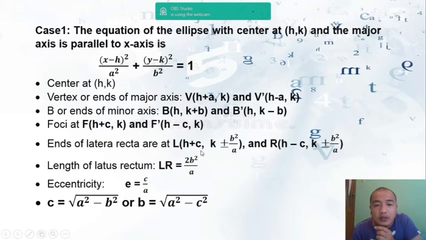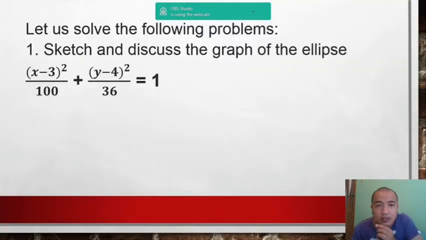And then we have also here ends of the latera recta: (h plus c, k plus and minus b squared over a), and (h minus c, k plus and minus b squared over a). Length of the latus rectum, LR equals 2b squared over a. Eccentricity is c over a. And to solve for c, we have the square root of a squared minus b squared. Or if you are solving for b, the square root of a squared minus c squared. So let us have now our first example. Sketch and discuss the graph of the ellipse (x minus 3) quantity squared over 100 plus (y minus 4) quantity squared over 36.